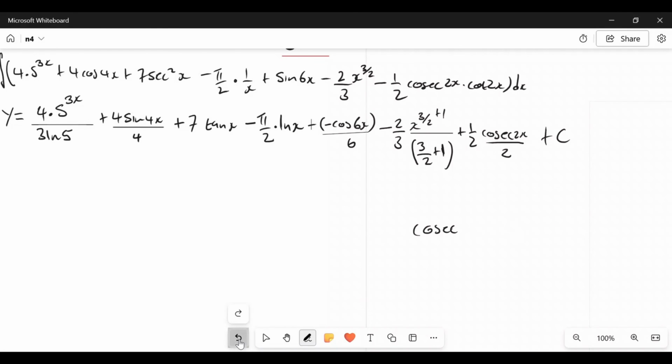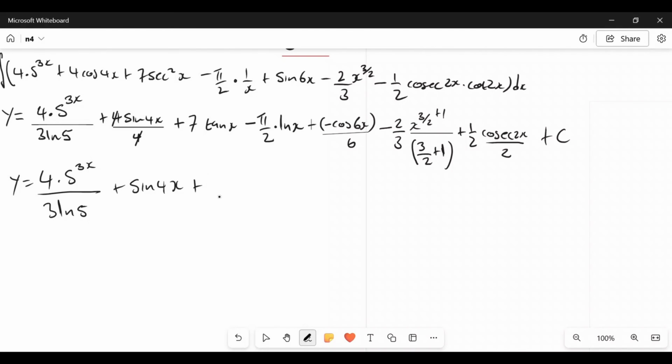So guys, this is how you do integration of a polynomial, but we're not done because we need to simplify. So let's simplify it further. As for the first term, we have y equals 4 multiplied by 5 to the power of 3x divided by 3 ln 5. There we go. And then the second term, we have this 4 divided by 4, and then we are only left with sine 4x. There we go.